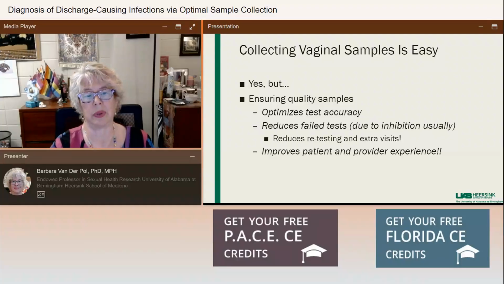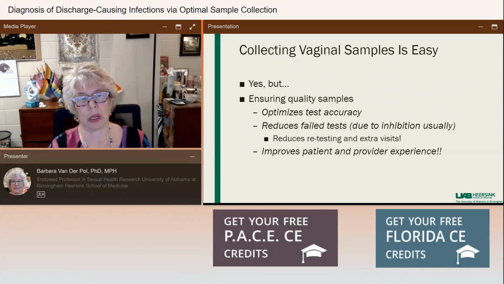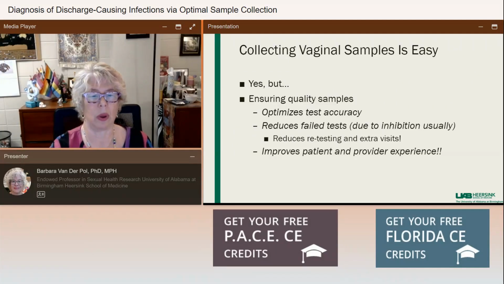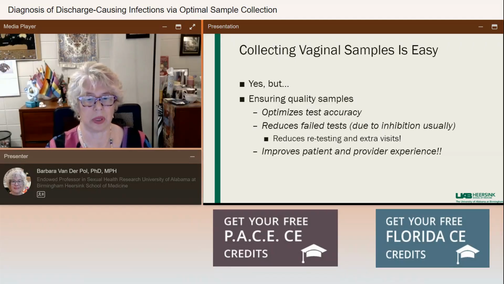Good quality samples also reduce failed tests. This usually happens because the DNA or RNA amplification process cannot occur because there's something in that sample that inhibits that process. So if we can get rid of these failed tests that are reported out as invalids, and we in the lab know you hate them, we don't like them either, it reduces retesting, it reduces extra visits, and it improves patient and provider experience. So there's a lot of reasons we really want to work to make these samples the best samples that they can be.